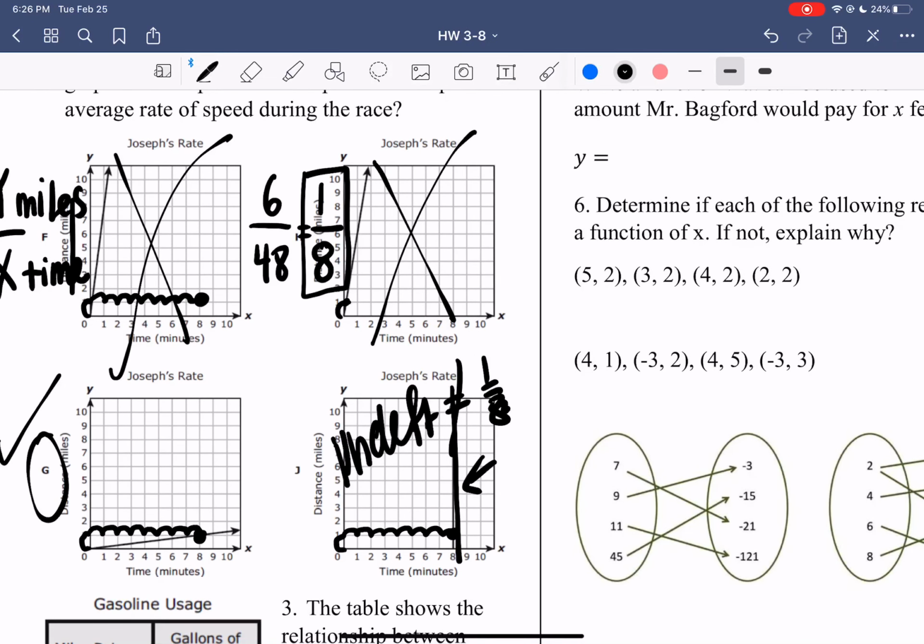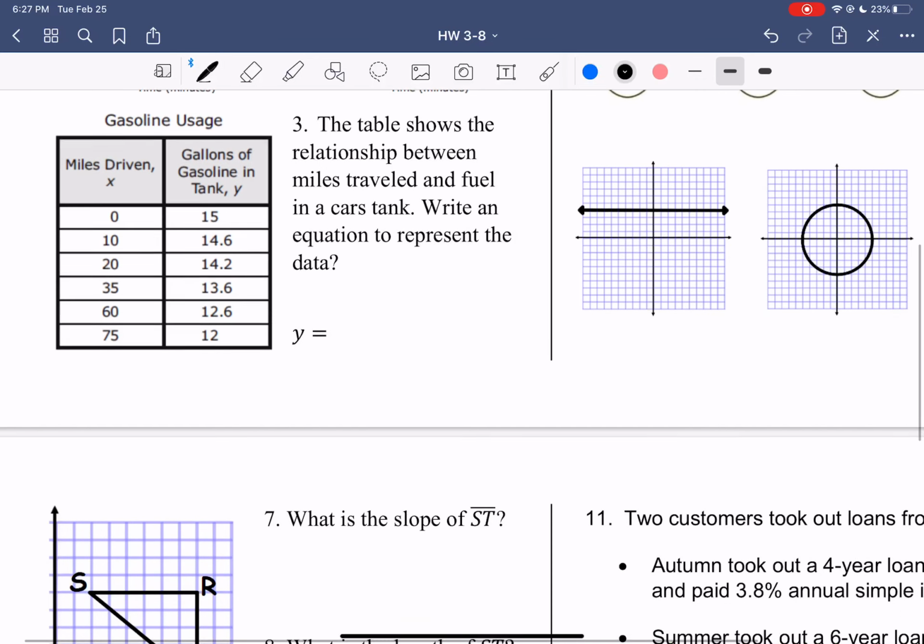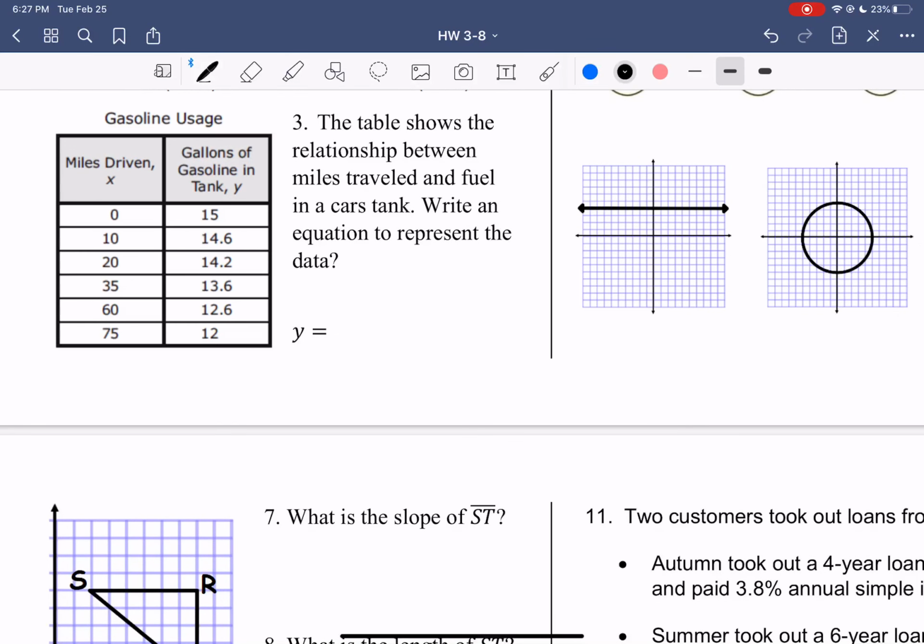Okay, the table below shows a relationship between miles traveled and fuel in a car's tank. Write an equation to represent the data. So again, on this one, we're going to want to use the stat button on your calculator. We could do it another way, but since we've learned that way on the calculator, you would push stat and then 5, enter, and this sets up your calculator first.